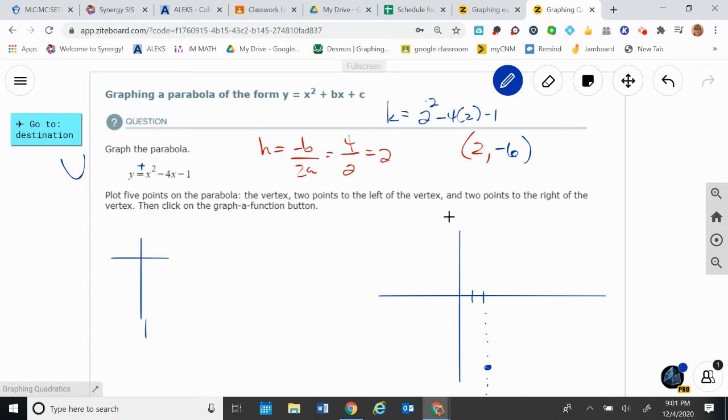If we know that the x value is at 2, I'm going to pick 1 and 0 to plug in. If I plug in 0, I get negative 1. That's the easiest one, okay? And then I can reflect it over. If you don't know what I'm doing, just plug in 3 and 4. Okay, and then let's plug in 1. 1 minus 4, negative 3, minus 1 is negative 4. So 1, negative 4. Okay, and then I'm going to reflect that over to this one. And then you just connect them. And I'm sorry, I didn't connect them.